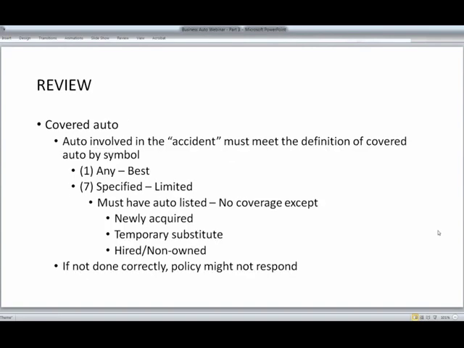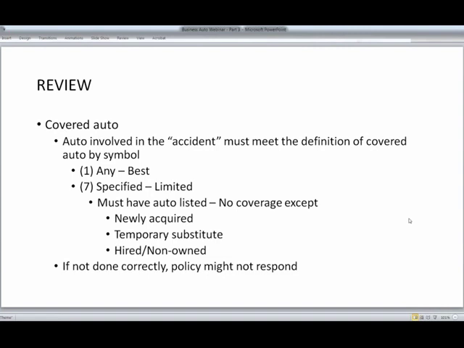The second area to make sure the policy responds as we set it up is to make sure the covered auto symbol is selected and is properly tailored to the insured. Obviously, any auto is the best for the insured. It covers any auto exposure the insured has. It matches the work comp and GL exposures, coverages that we find in other coverage forms.